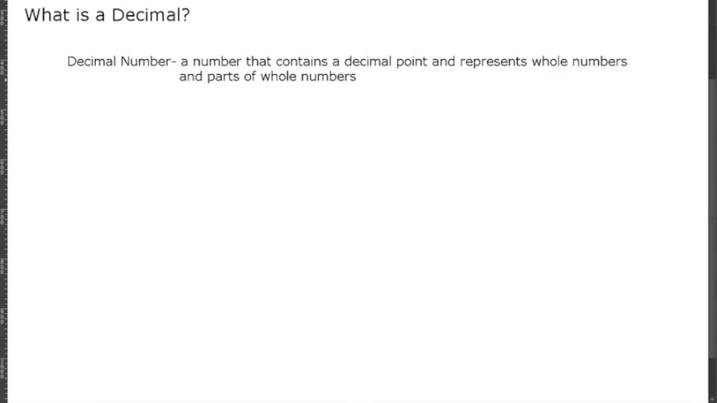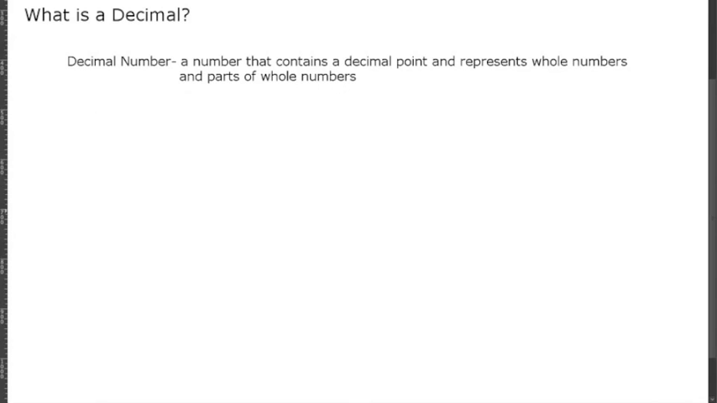In this video, I'm going to explain what is a decimal. A decimal number is a number that contains a decimal point and represents whole numbers and parts of whole numbers. So a decimal would look like 1.2 or 2.38 or something such as 0.145 and so on. So a decimal number contains a decimal point.